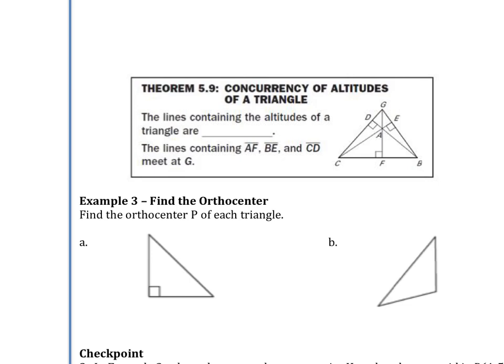5.9, concurrency of altitudes. The lines containing the altitudes of a triangle are concurrent. And what that means is that the lines containing them all cross at a point. So you can see that these 3 red altitudes all cross at point G. That's what this theorem says. The altitudes will all cross in one spot.